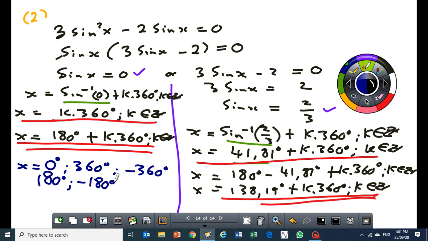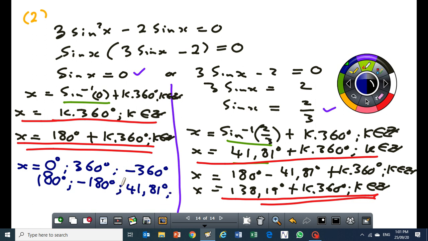If I substitute k equal to 2, I'll get values that are above 360. If I substitute negative values like negative 2, negative 3, I'll get values that are below minus 360. Okay, so I'm done with this general solution. With these two, I'm done. Now I need to move on to those two. For the first one, if I put k equal to 0 here, 0 times 360 gives me 0 plus 41,81. So 41,81 is the solution.